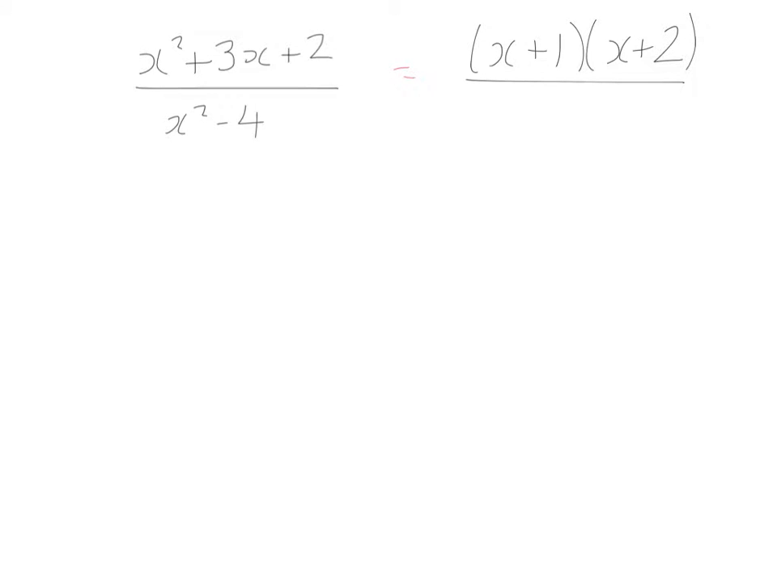So I've factorised the top line, let's look at the bottom line. X squared take away 4. So is there a common factor? No. Is there a difference of squares? I've got x squared take away 4. So I've not got something squared take away something squared, but I can write 4 as a square number. 4 is the same as 2 squared.